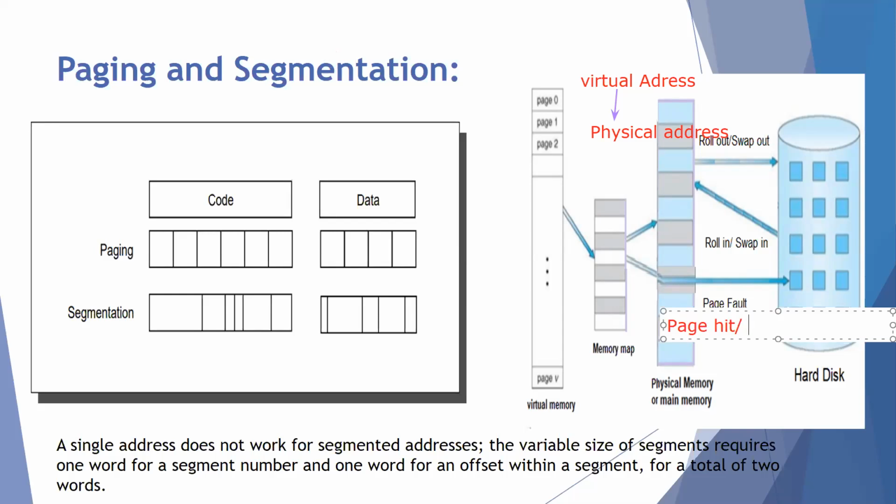And the other is called a page fault, the way we had a cache hit and a cache miss. So what should be a page hit? That the page, the virtual address that has been given by the CPU, is found in the main memory.